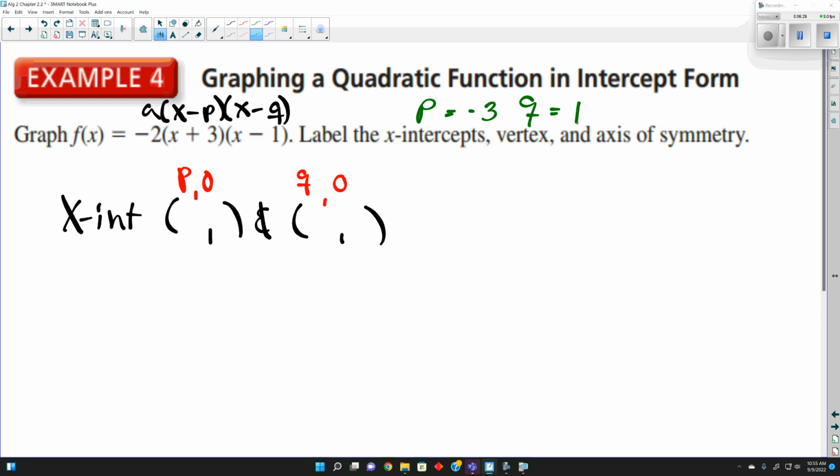Does it really matter which one I assigned as p and q? No. All I've got to do is make sure I pick one as p and the other one is q. So, for this first one here, we can say that this is (negative 3, 0), and the other one is (1, 0). And really, for any x-intercept, we should always get at least half of it, because the y value of the x-intercept is always going to be 0.